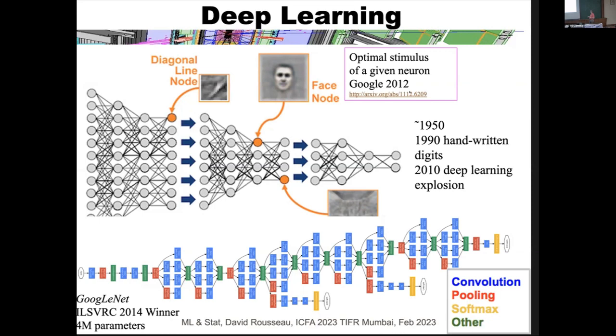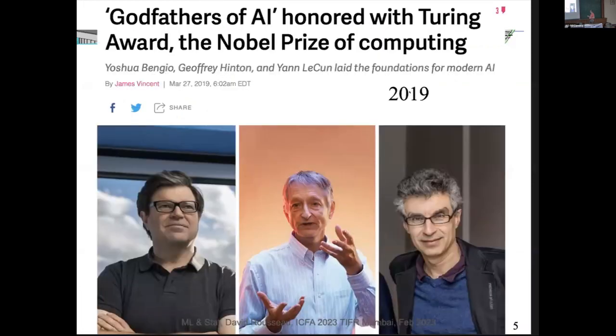So this was 2014. This was really the beginning of what's called the deep learning revolution, which we are still in now. There are three people who have been acknowledged for this. They got the Turing Award, which is the equivalent of the Nobel Prize for computer science, in 2019. These are Yann LeCun, Geoffrey Hinton, and Yoshua Bengio.